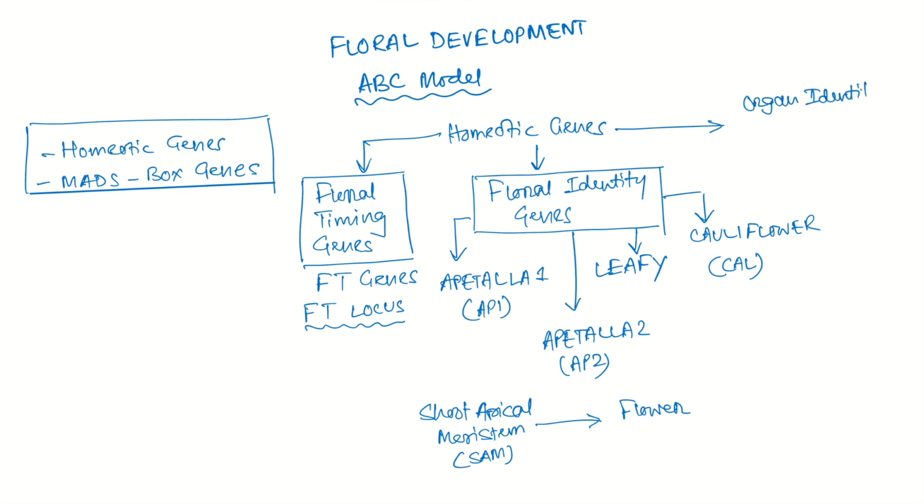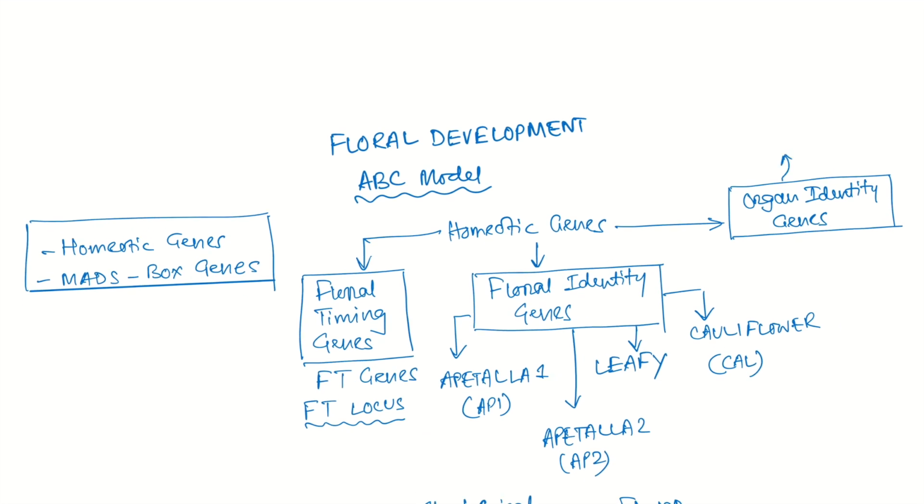The third type of gene is organ identity genes. Now there are 5 different types, and they are associated with the development of different floral organs like sepal, petal, stamen, and carpel.